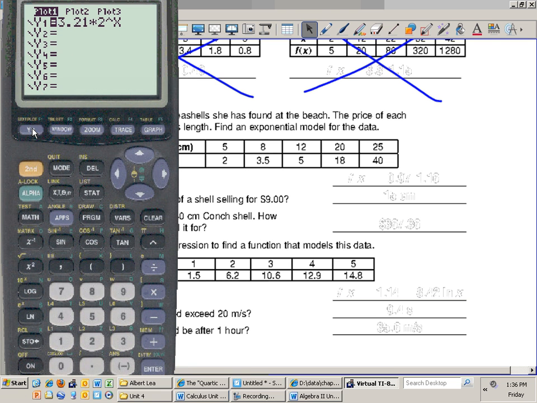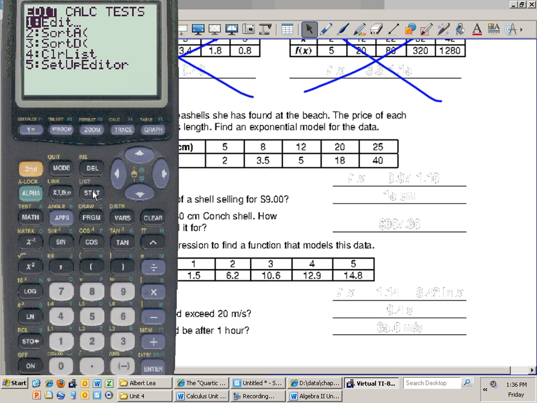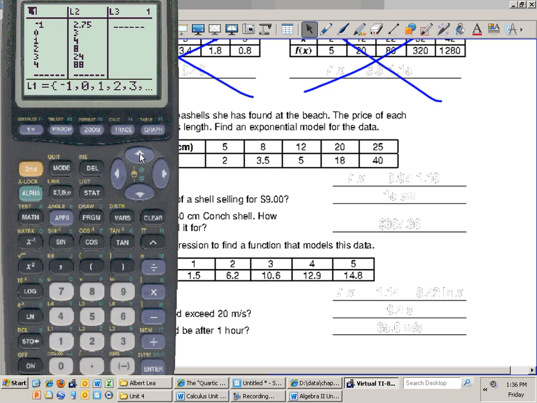We'll go into our list. So if I go stat and enter on edit, I'm going to clear, enter to get rid of my lists. And I'm going to type in my new data points. Well, they say that the data is exponential. We're going to use it to solve some equations. We're going to actually use regression to come up with a model. I'm going to type in the data to just make sure that it is exponential.